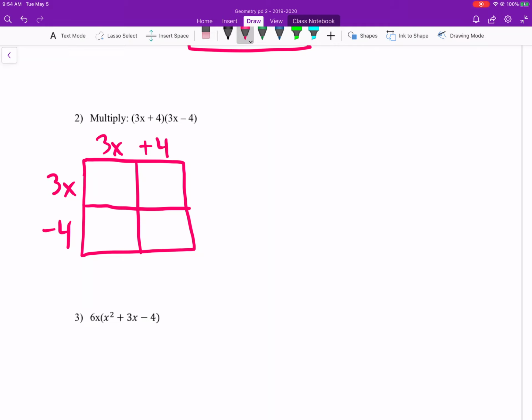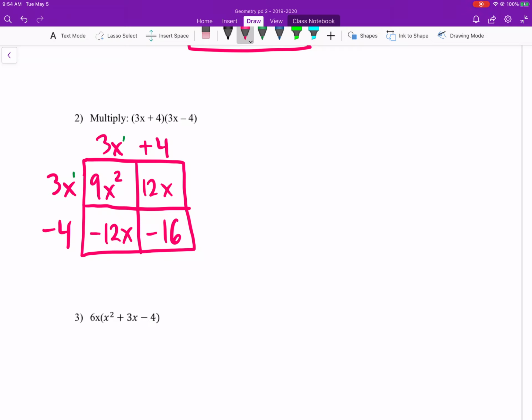So 3x times 3x is 9x squared. Remember, exponents, right? 1 and 1. Add those together, you get 2. 3x times negative 4 is negative 12x. 4 times positive 3x, 12x. And now 4 times negative 4 is negative 16.